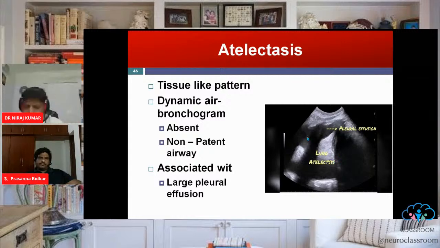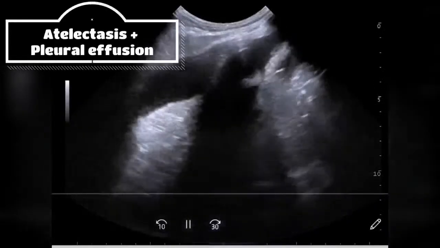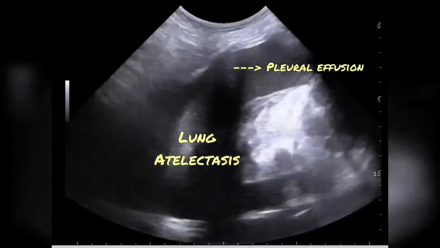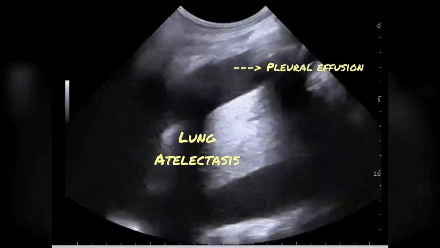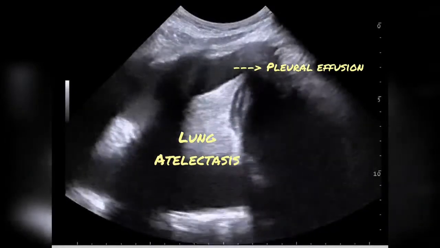So to make things very easy to understand, consolidation is mostly associated with a mild or moderate amount of effusion. But if you are getting a larger amount of pleural effusion, then mostly it is associated with atelectasis. So we have a video for atelectasis. Here we have used the curvilinear probe placed at the posterolateral part of the chest, above the diaphragm. We can see the tissue-like pattern of the lung. This is atelectasis, and the lung is floating within the large amount of pleural effusion.